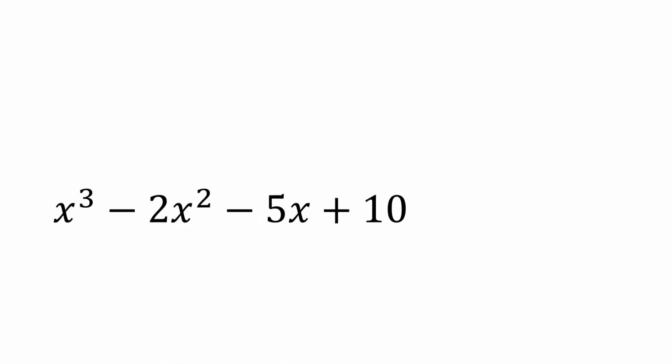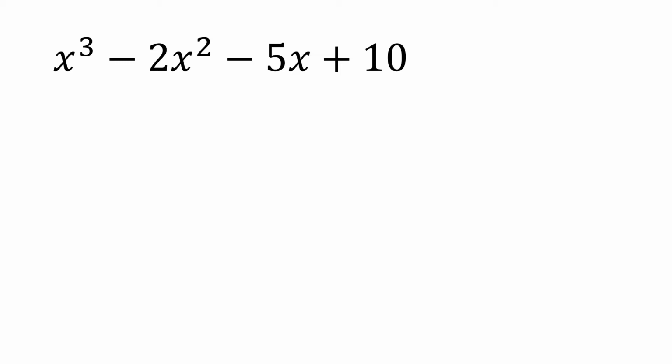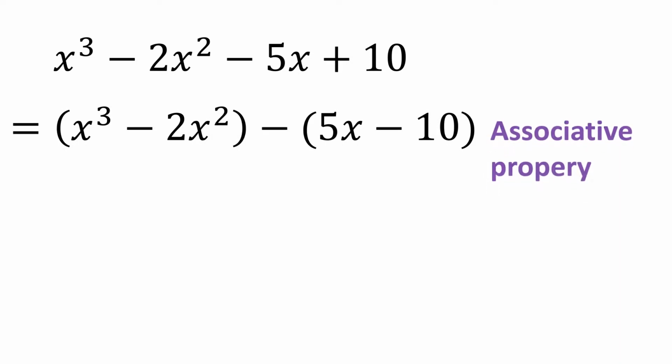Now let's try x cubed minus 2x squared minus 5x plus 10. Now grouping the first and second terms and grouping the third and fourth terms, we have x cubed minus 2x squared minus 5x minus 10.